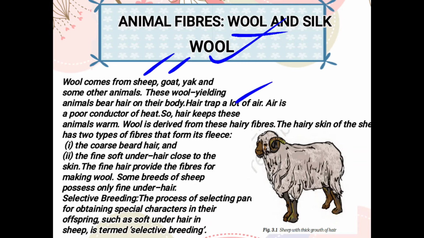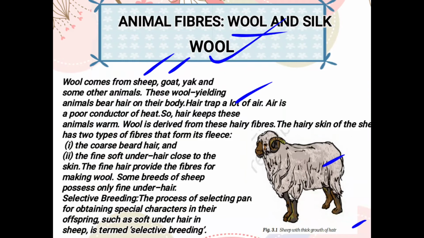So these wool yielding animals, whatever animals are giving wool, they have a lot of hair on their body. Fine, because they have a lot of hair on their body, that's why whenever they are living in the cooler regions, mainly the Ladakh side or the Kashmir side, if you visit, these are places which have very low temperatures. That's why these places are very cold. Fine, so these animals are found in the cooler regions, and because they have a lot of hair on their body, these animals do not feel cold in the cooler regions.